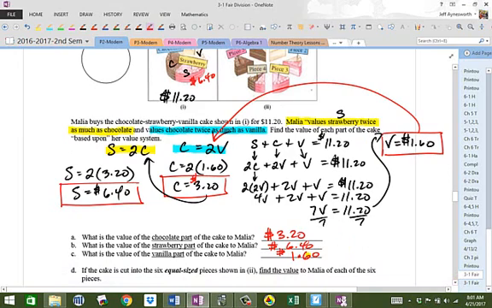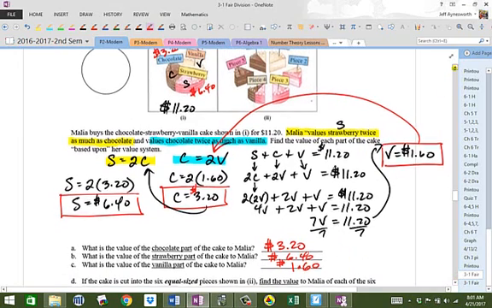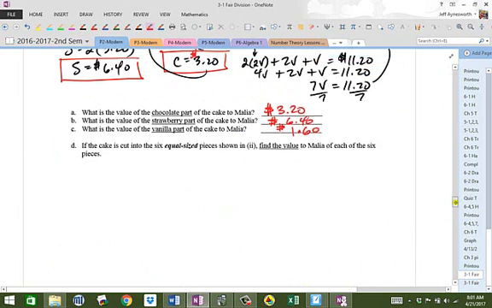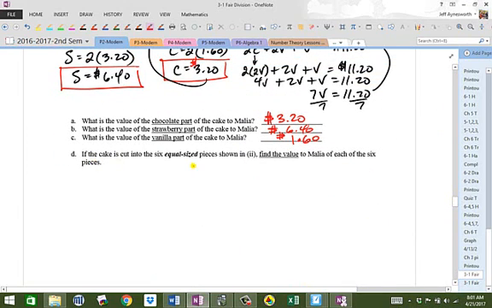Okay, the question is, after you know those values, if you divide the cake up into 6 equal pieces, what's the value of each piece? And that's this problem here. If the cake is cut into 6 equally sliced pieces, find the value of each piece. Find the value of each of the 6 slices. So that's what we want to do now.